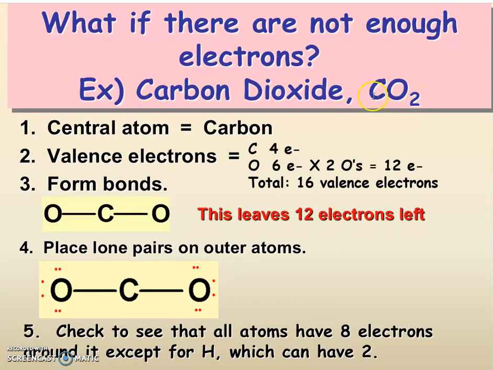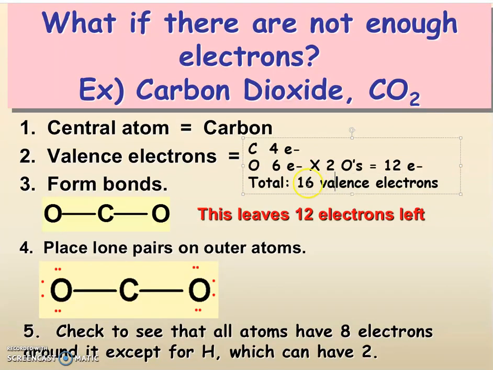So we're going to do carbon dioxide. So again, same thing. You decide on which one is your central atom. So in this case, it's carbon. We're going to make our electron bank. So each carbon has 4 electrons. There's only 1 of them, so 4. Oxygen has 6, but there are 2 of them. So we have 4 plus 6 plus 6 for a total of 16 electrons in the bank.